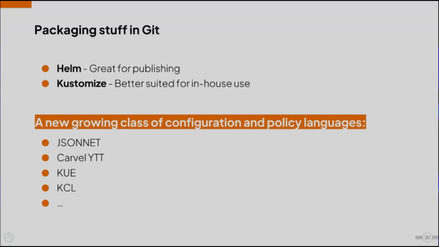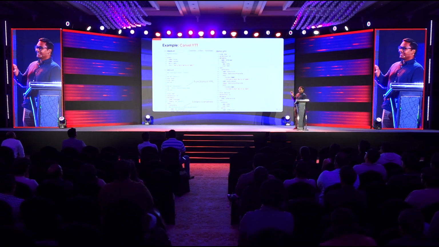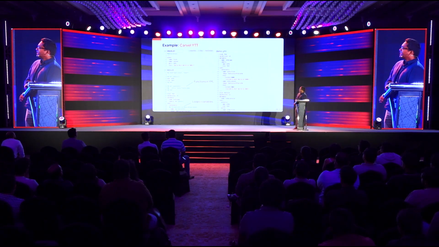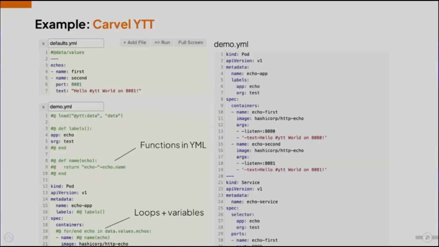So Helm and Kustomize, they've been around for a while, but we are also seeing a new generation. I don't want to call it a new generation. New class of configuration and policy languages popping up left, right, and center, right? You might have heard of CUE and KCL maybe, but there are certainly more interesting ones. For example, Carvel ytt. I have no idea why they named it ytt or the reasoning behind it. But basically what this does is it's like a superset on top of YAML.